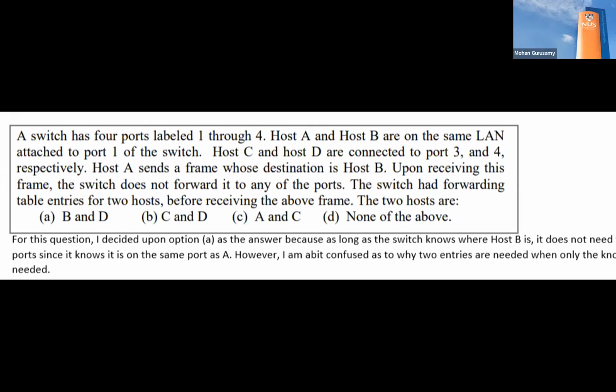Okay, 1 minute. Switch has 4 ports, 1 to 4. A and B are on the same line, port 1. C and D are connected to port 3 and port 4. First A sends a frame whose destination is host B. Upon receiving this frame, the switch does not forward it. So it knows B's destination, correct? Yeah.